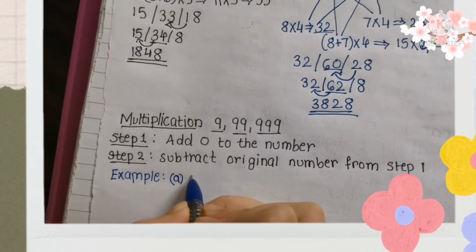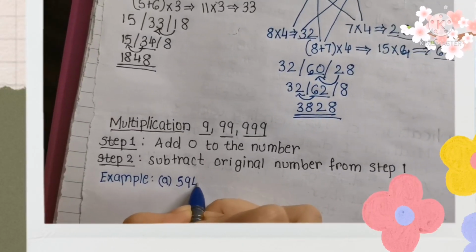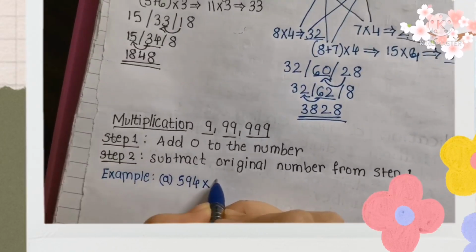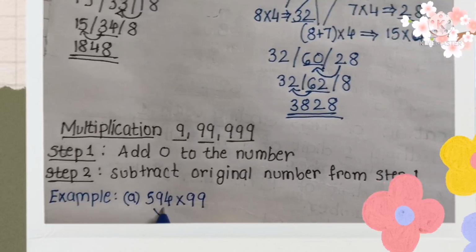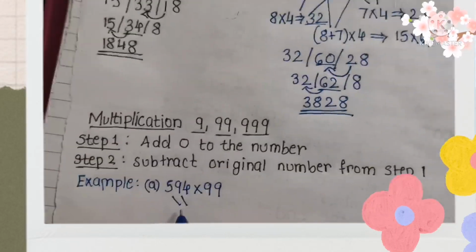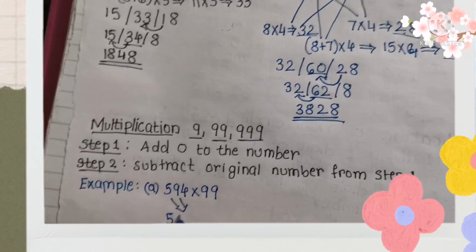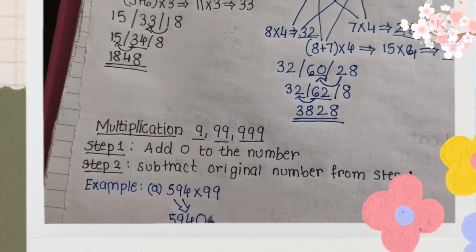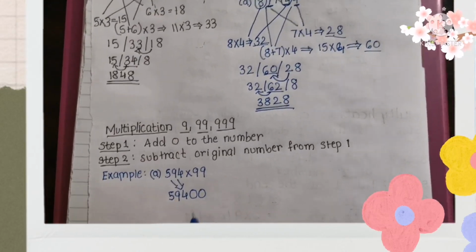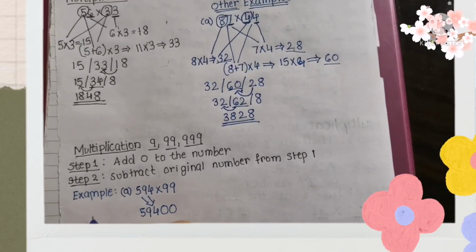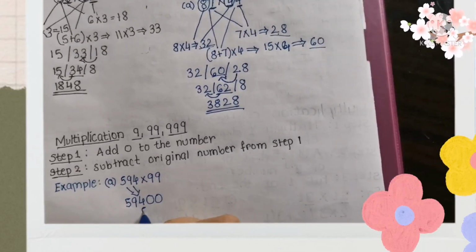Next example is 594 into 99. We will do the same in 99 as we saw about 9. We have to just add double zero. So it will become 59400. So now we have to subtract our original number, that is 594.